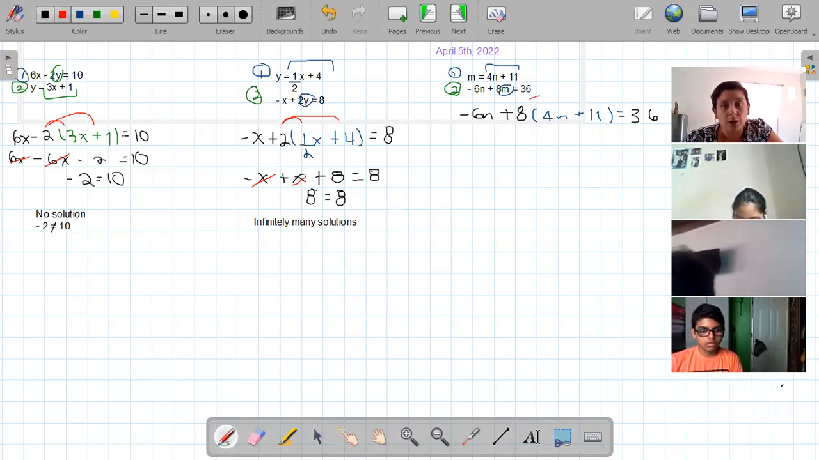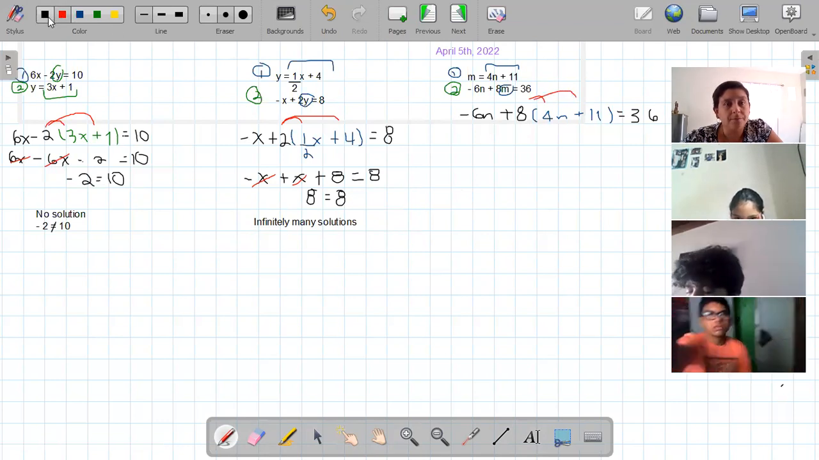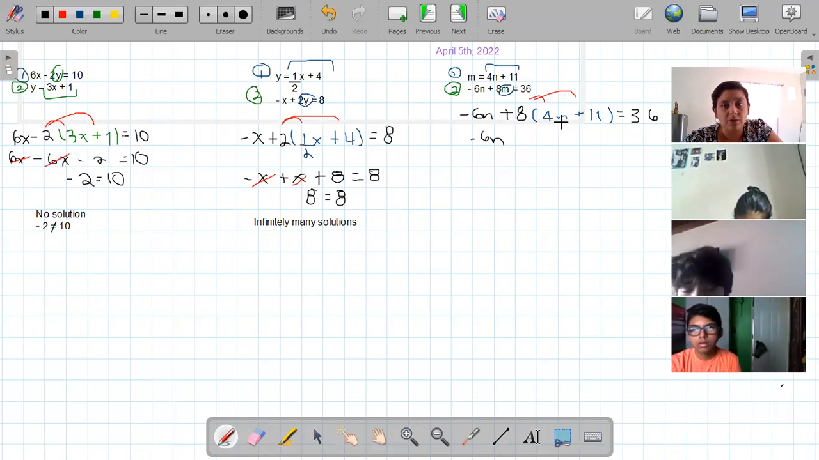Now we do the distributive property, okay? And we got negative 6n, 4n times 8, 32. Plus 32n. 8 times 11, 88. So plus 88 equals to 36.